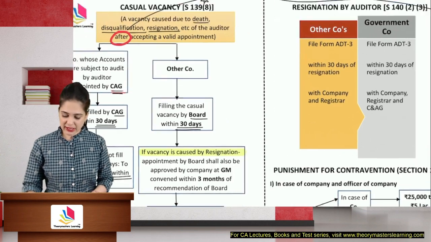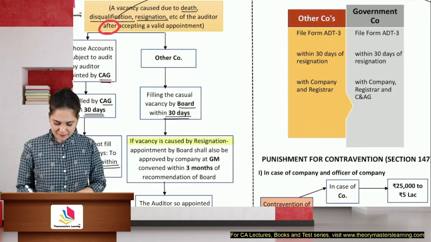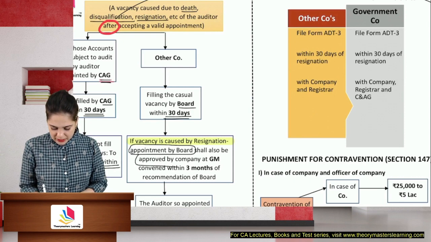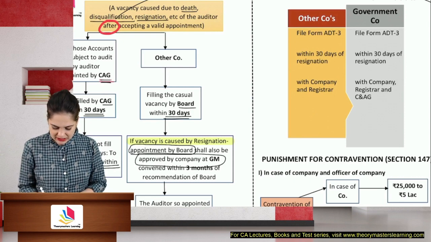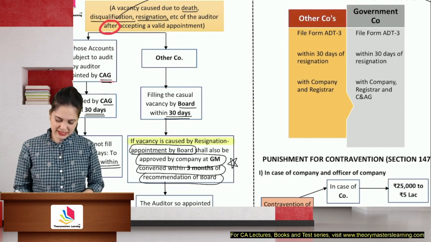So in case of resignation by the auditor, yes, it will be appointed by the board, but it shall be approved by the company at the general meeting convened within 3 months of recommendation by the board. This is important for exam students.